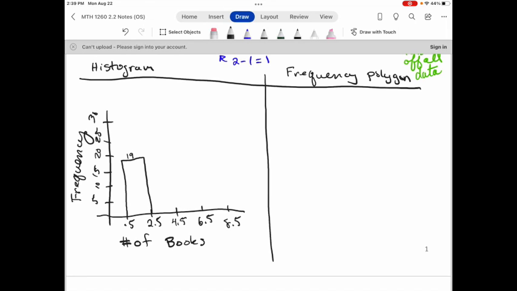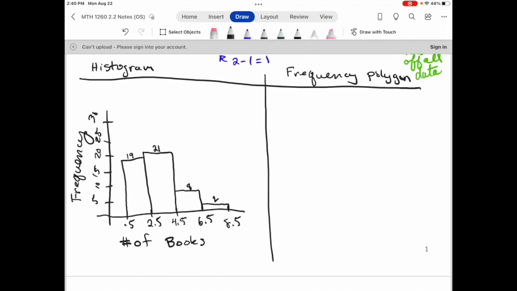Now the second bar that goes from 2.5 to 4.5, that should go out to 21, so that's going to go a little bit above 20. And I'm going to put a 21 above that. Then the third bar has a frequency of 8, so that's going to go a little bit below 10. And then the last bar goes up to 2, so below the first tick mark, that's a 2.